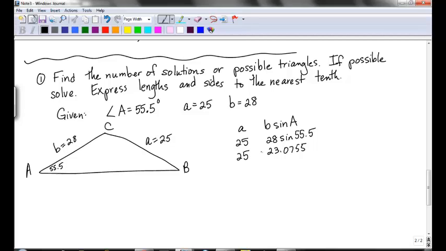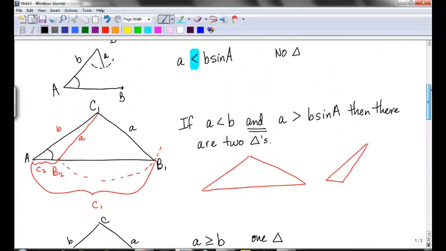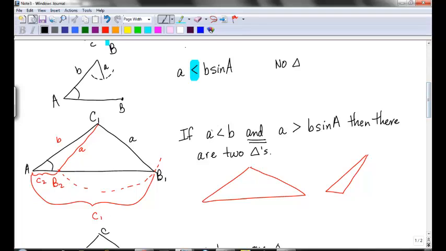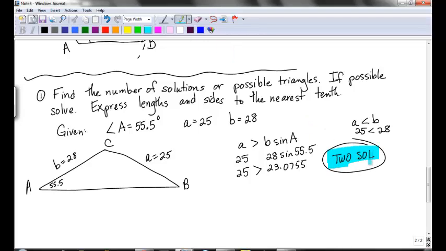So what you're trying to find is what's this symbol. So 23.0755 is less than 25, right? And we already had A is less than B, right? So we've got this and we've got this, okay? A is less than B is the other part. Okay, both parts are true, so we know we have two solutions, somewhere in there you need to say two solutions or two triangles. That's one answer. Okay?